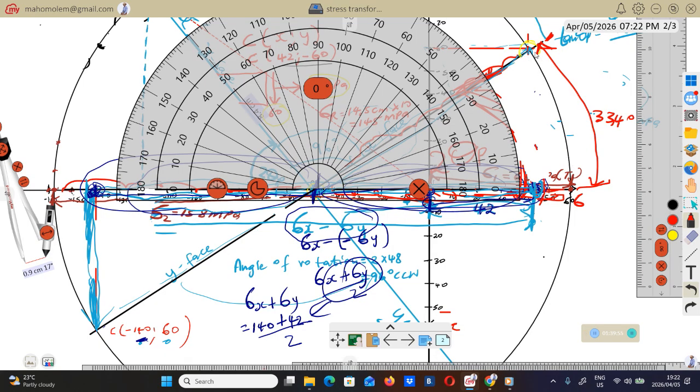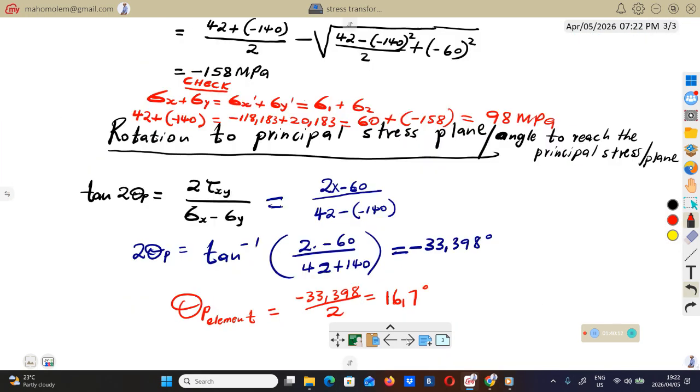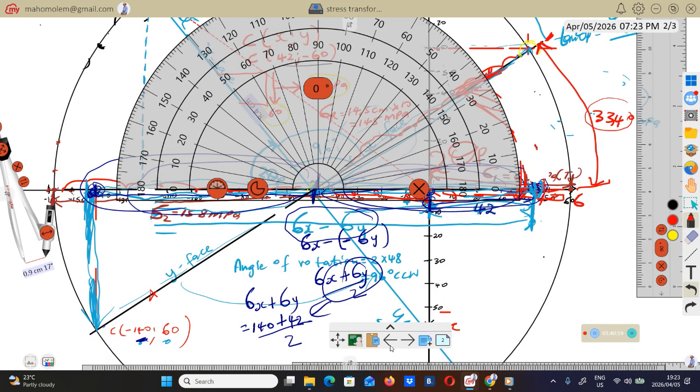So that means to move this line to this plane where there is zero shear stress, you must rotate this line in a clockwise direction by this angle of 33. So this is what we got. So that is what you must do on the Mohr's circle, you must rotate this element by 33.